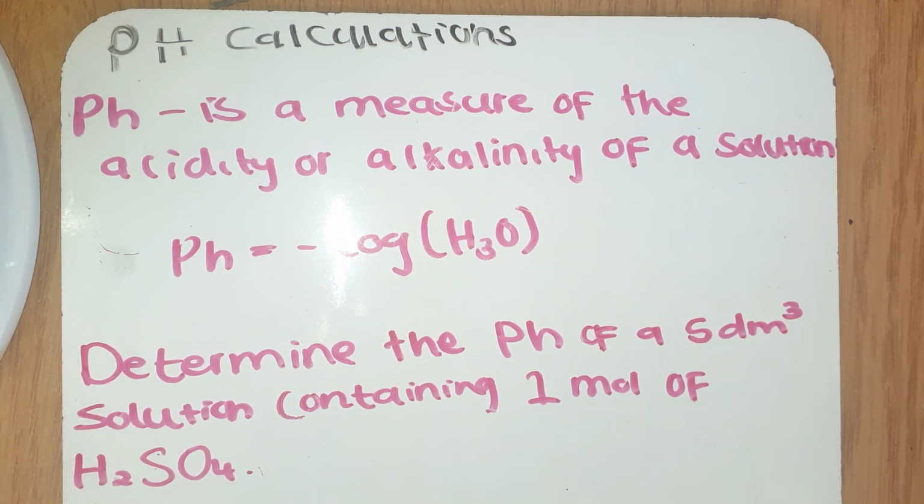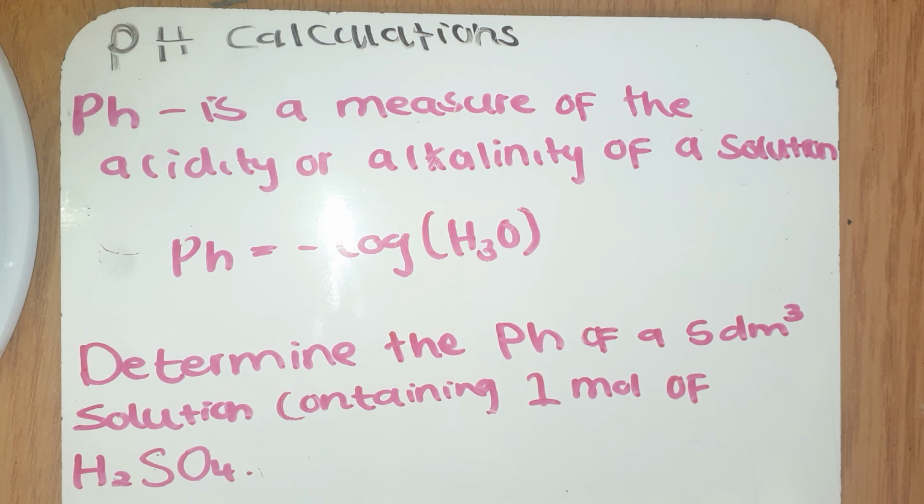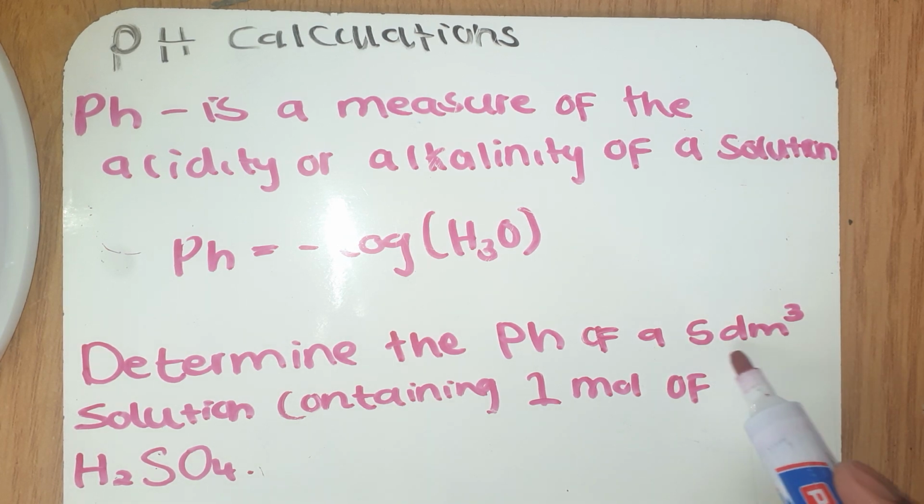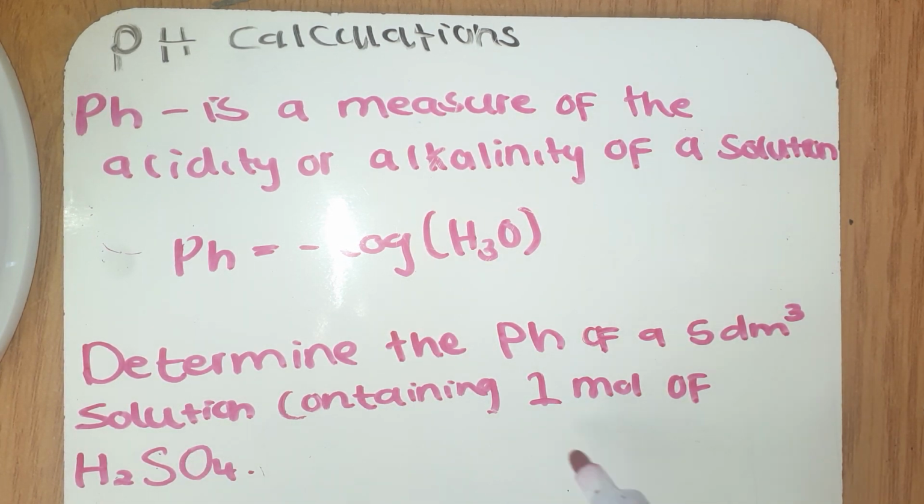So we're going to calculate pH. pH is a measure of the acidity or alkalinity of a solution. So if something is too acidic, we balance the pH by adding a base to make it neutral. So let's determine the pH of a 5 centimeter cubed solution containing 1 mole of H2SO4.